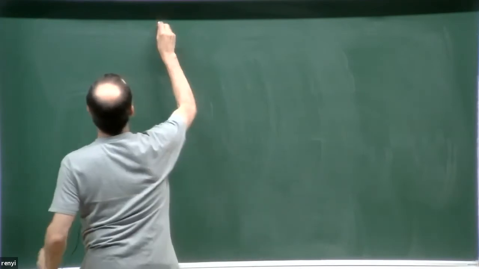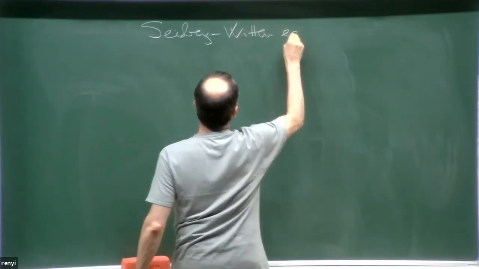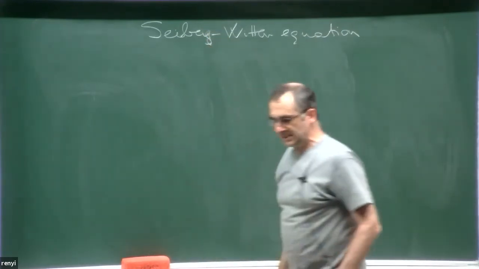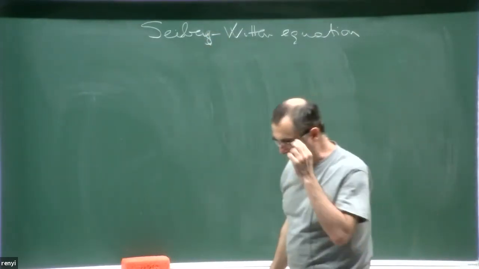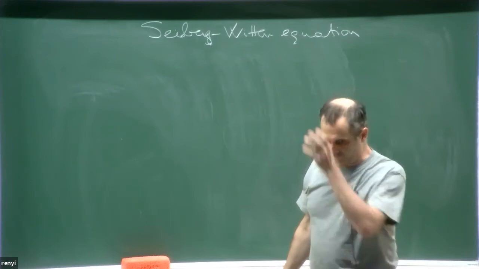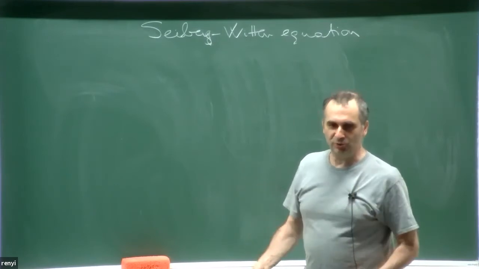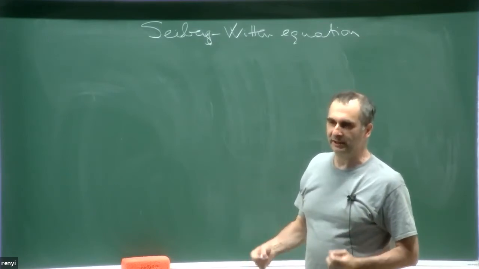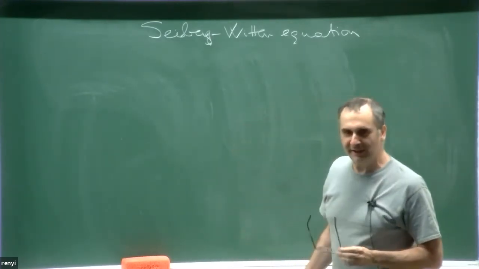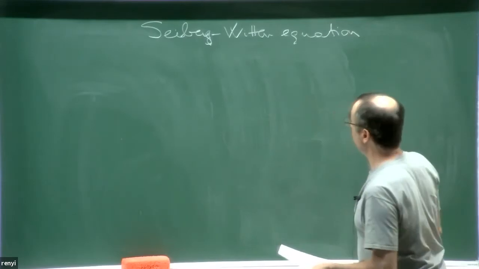Seiberg-Witten equations. So once again, these equations arose in 1994 through the work of Seiberg and Witten when they studied the Donaldson invariants of smooth four manifolds. And I cannot give you a real motivation why they should work. The only motivation I can tell you is that they do work and nothing else works. So that justifies me. But of course, maybe we'll understand the true meaning of these equations over time, and then we can give a better explanation.